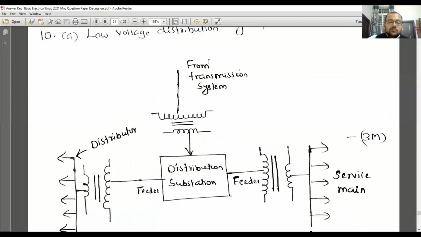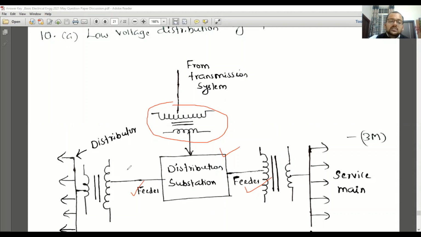From the transmission system, you can see a step-down transformer. Let me use the marker. So there is a step-down transformer. Then it is directly given to the distribution substation. It will change the level of voltage without changing the frequency and power. From the distribution substation, you can see different feeders. Note down feeders. What are feeders? In different regions, we need to divide the supply, so feeders help out.